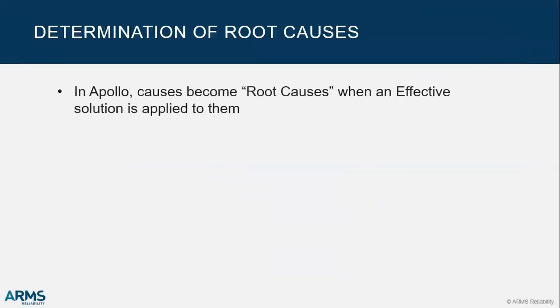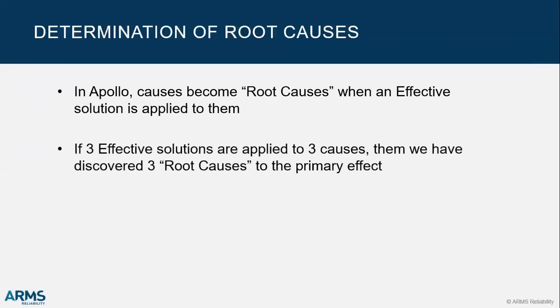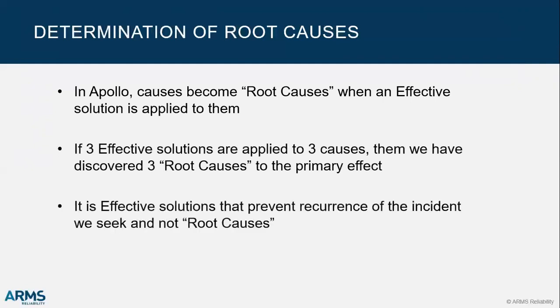The answer, in Apollo, causes become root causes when we apply an effective solution to them. So if you can see, if we have 3 effective solutions that we're going to apply to 3 causes, then we've discovered 3 root causes to that primary effect. Keep in mind, it's the effective solutions that are going to prevent recurrence of the incident that we're looking for, and not the so-called quote-unquote root cause.